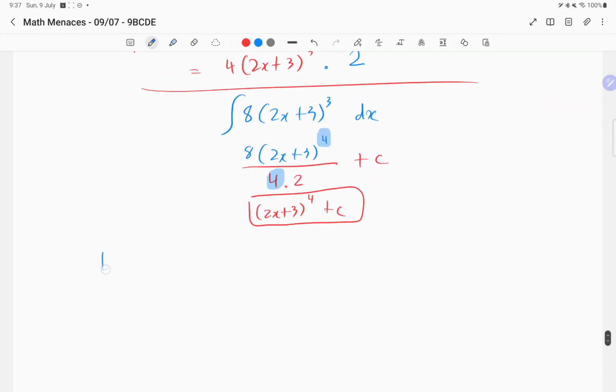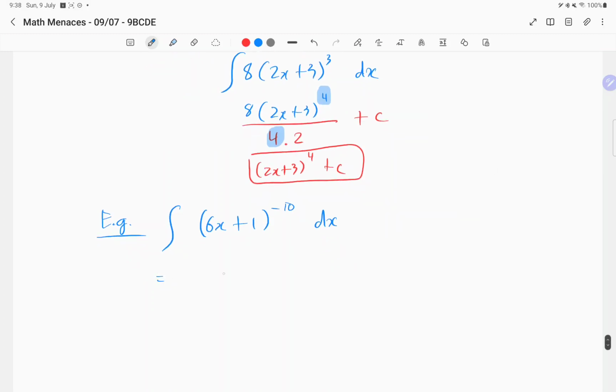Okay, so another example, right? Anti-derive of, let's say, 6x plus 1, everything to the power -10, dx with respect to x. So to the power -10, first you add 1 to the power, that would be plus 1 to the power -9, right? And then you divide by the new power of -9. And you also have to divide by the coefficient of x.